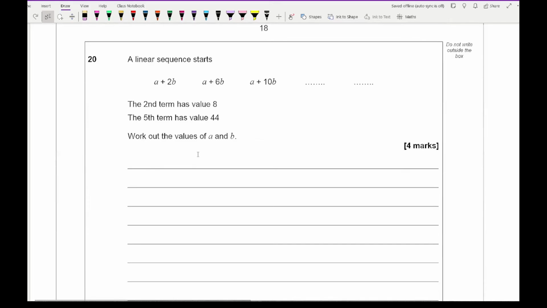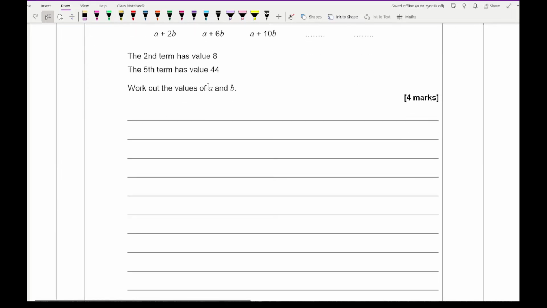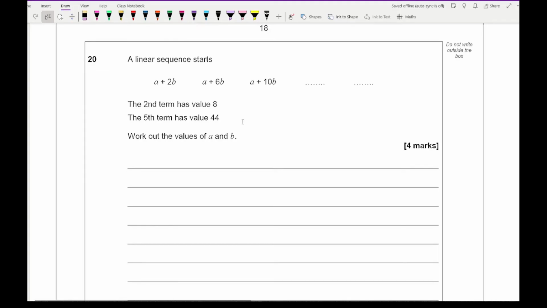So then moving on to question 20, it says a linear sequence starts A plus 2B, and then the next one is A plus 6B, and then A plus 10B. It says the second term has a value of 8, the fifth term has a value of 44. Work out the values of A and B. So the first thing we need to do is work out what the fifth term is. You can see what we're adding? Well, we're adding 4B. So then our fourth term is going to be A plus 14B.